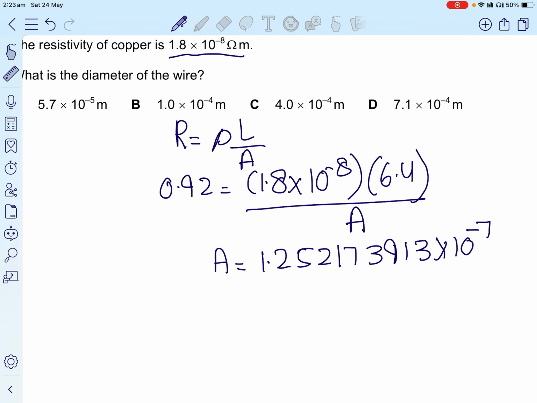So dividing by pi will give me 3.985793357 into 10 raised to negative 8. This is the value of r squared because the area is actually pi r squared. So if I square root this, I will get the value of r. The square root of this value is 1.99644518 into 10 raised to negative 4.